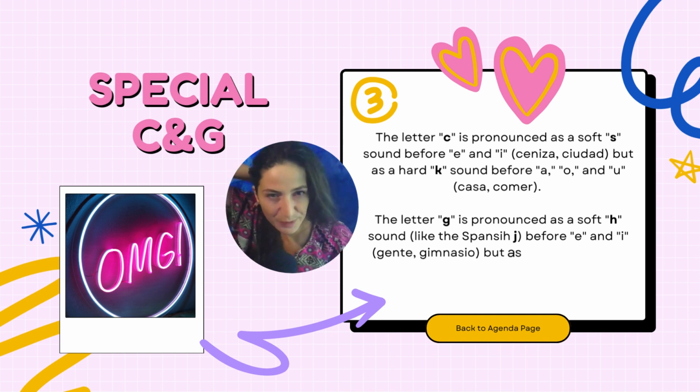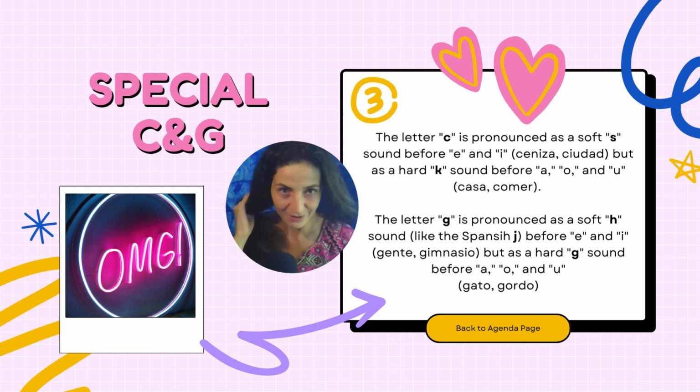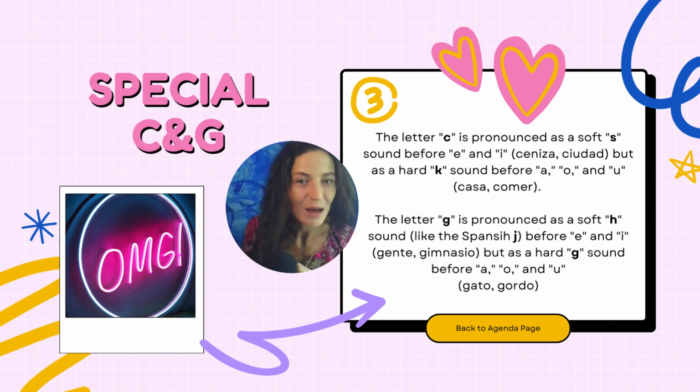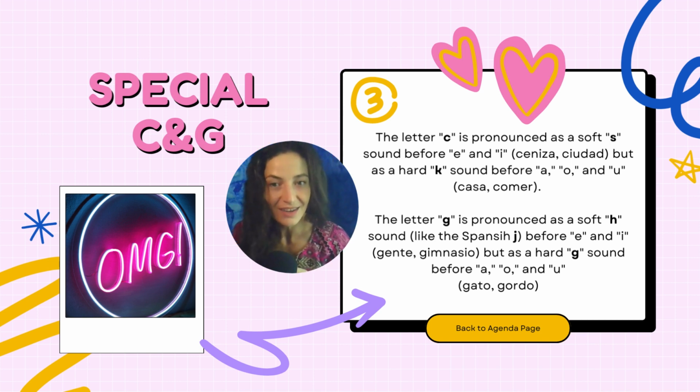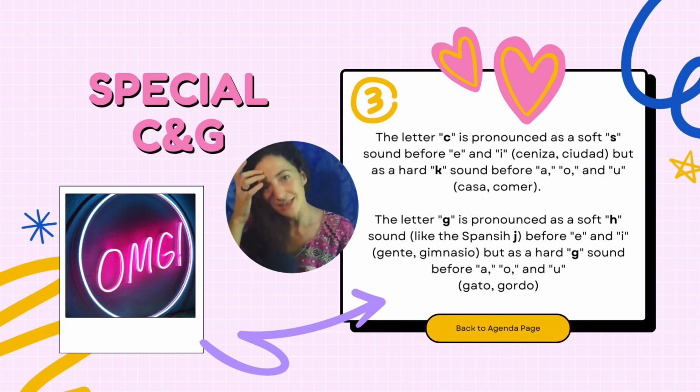The letter C is pronounced as a soft S sound before E and I. For example, ceniza or ciudad. Se, si. But C is also pronounced as a hard K sound before, well, everything else. A, O, and U is what's left. Casa, a house, or comer, to eat. In these cases, it's going to be k, k, k.